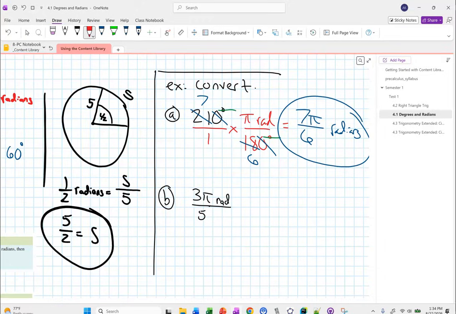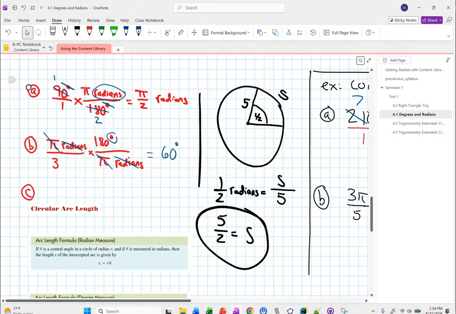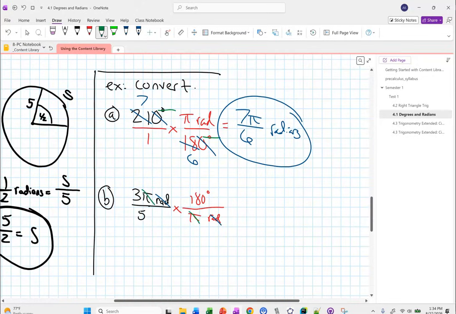So here, where's the radian unit located? On the top. At the top. So when I write my conversion factor, where do the radians have to go? On the bottom. So we'll put pi radians on the bottom and 180 degrees on top. So units of radians cancel. And I noticed something else nice that's going to cancel. Those pi's are going to cancel, right?